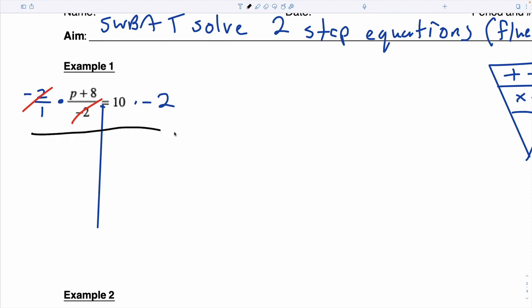What's the only thing now that's on the left side? What's the only thing on the left side left, Charlotte? I have a 1, a 1, a 1. Yeah, so p plus 8 is left. I just unlocked the 8. It is not under or above a -2. So this is what I wanted. 10 times -2 is -20. You now have a one-step equation.